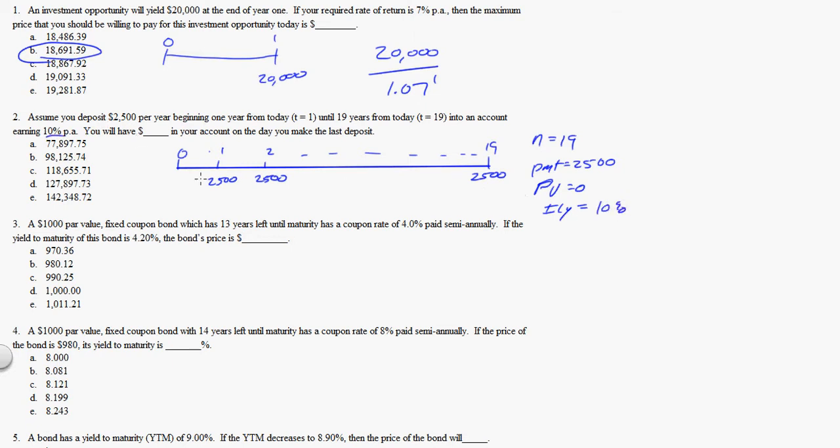Now present value is equal to 0 because there's nothing here, right? There's nothing in the account today. So when we press the future value key, the future value is going to give you the value at year 19 because that's when the payments stop. That's what the question is asking for. The answer is D, 127,897.